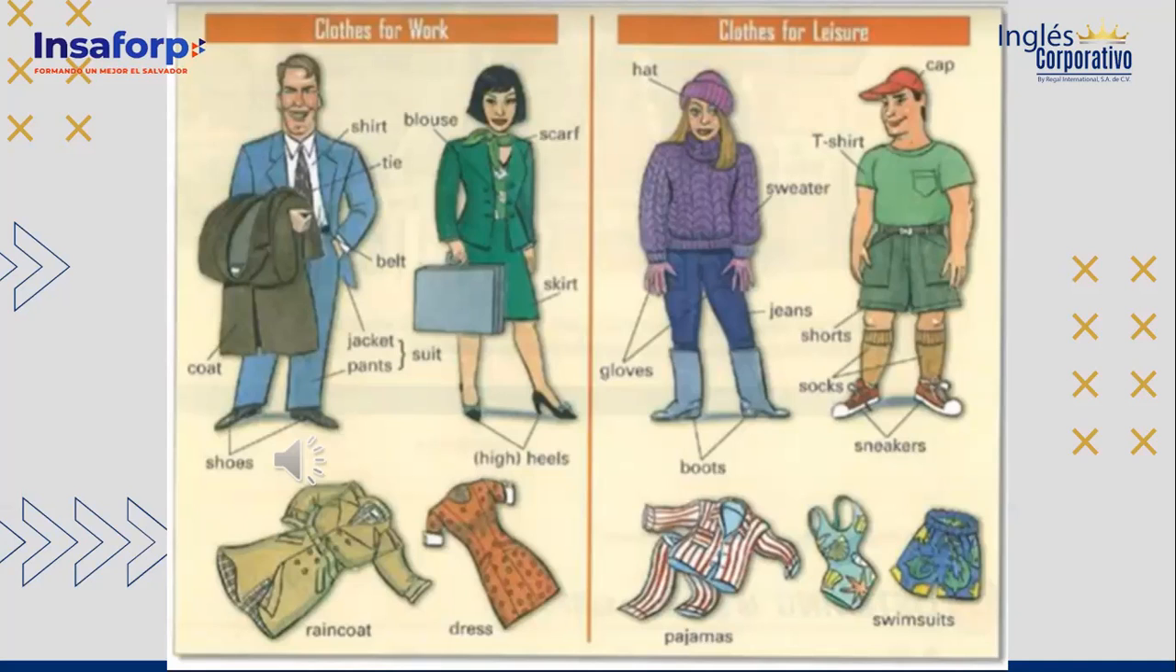So then we have dress, right? Vestido. And raincoat, abrigo para la lluvia. Do you have any question about this vocabulary? Shirt, camisa, tie, corbata, belt, cinturón, jacket, la chaqueta o el saco, pants, pantalones, coat, abrigo, and shoes, zapatos. In the women, we have blouse, blusa, scarf, una bufanda, skirt, una falda, high heel shoes, zapatos de tacón, raincoat, abrigo para la lluvia, and dress, vestido. Now let's listen, leisure time, clothes.